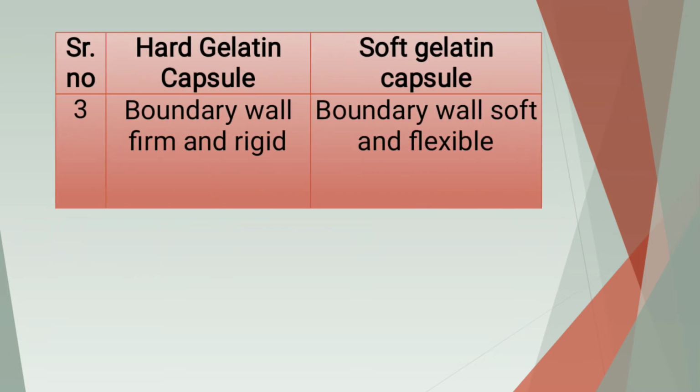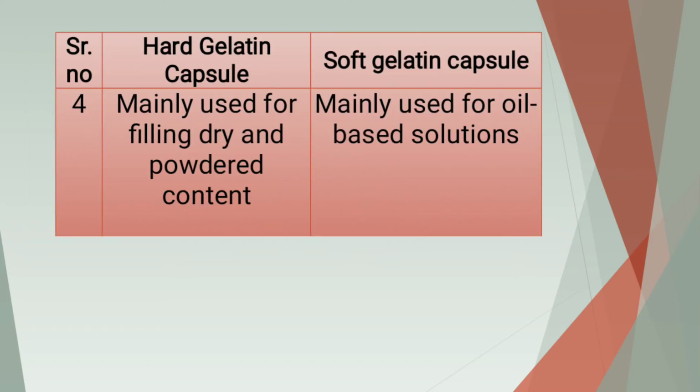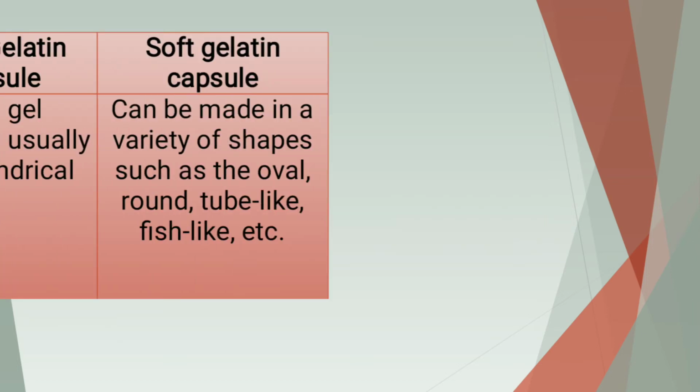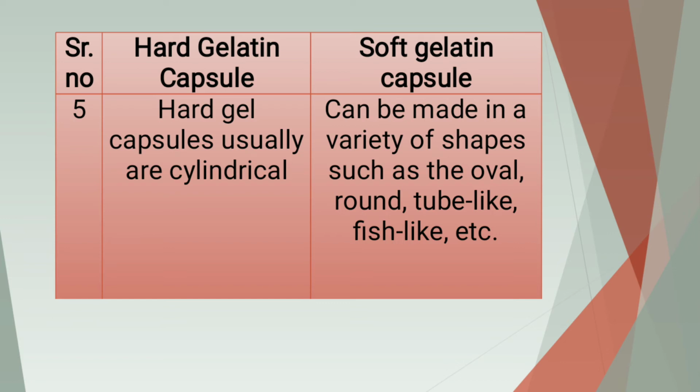Then the third difference, hard gelatin capsules have a firm and rigid boundary, whereas the boundary of soft gelatin capsule is soft and flexible. Then difference number 4, hard gelatin capsules are mainly used for filling dry and powdered contents, whereas soft gelatin capsules are mainly used for oil based solutions. Then the next one, hard gelatin capsules are usually made cylindrical, whereas soft gelatin capsules can be made in a variety of shapes such as oval, round, tube shaped, fish like, etc.